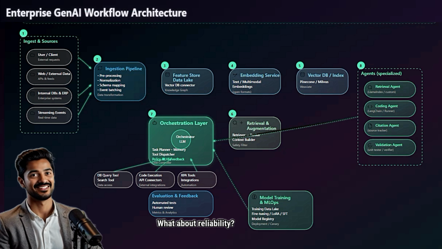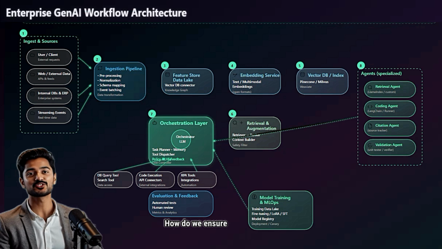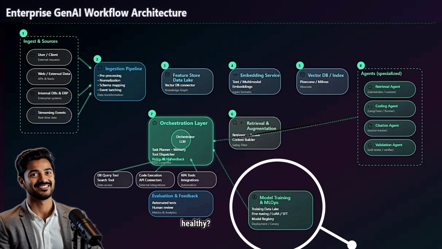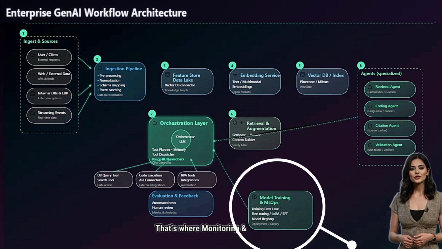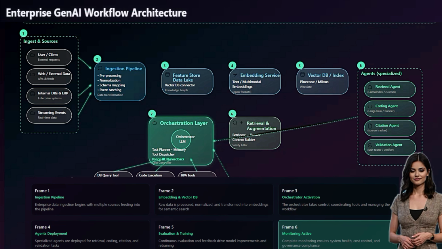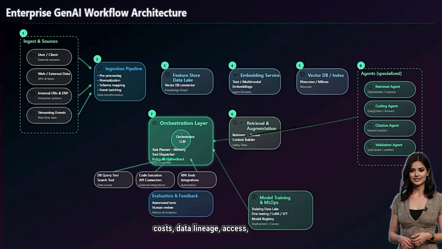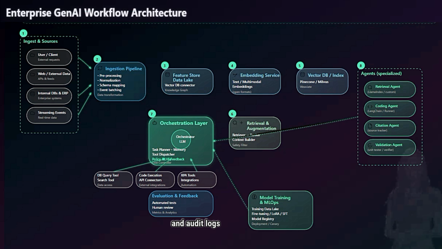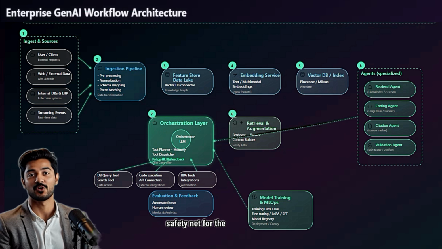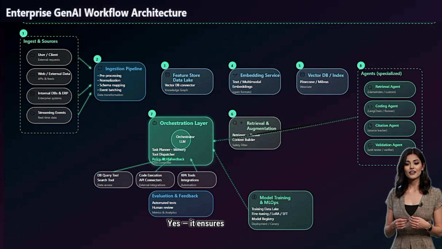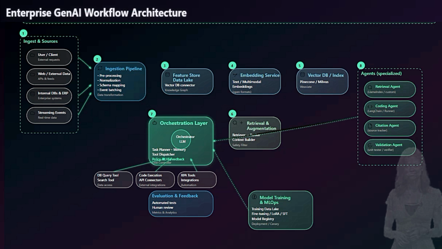What about reliability? How do we ensure this entire workflow stays healthy? That's where monitoring and governance comes in. We track system health, costs, data lineage, access, and audit logs. So this is the safety net for the whole architecture. Yes, it ensures everything runs smoothly, securely, and efficiently.